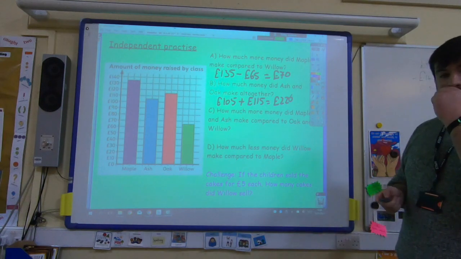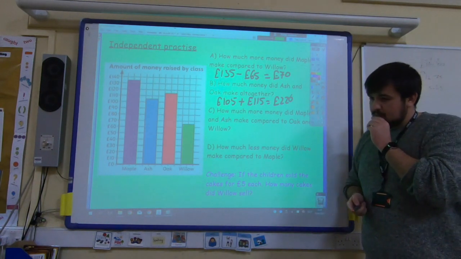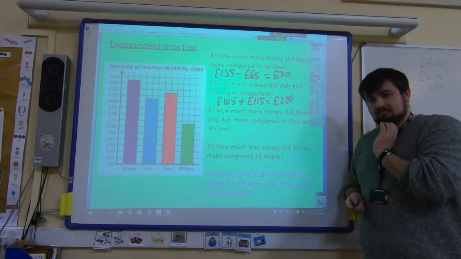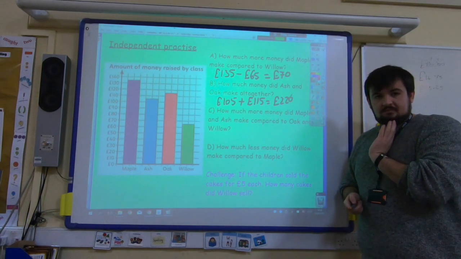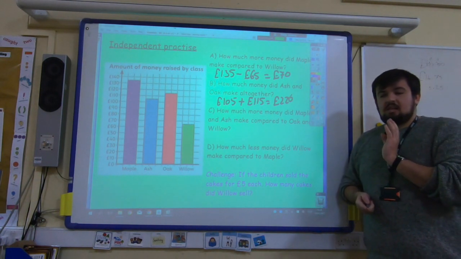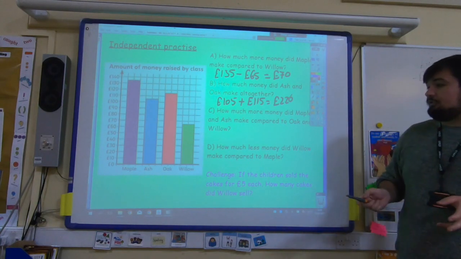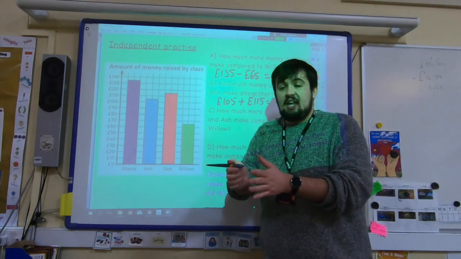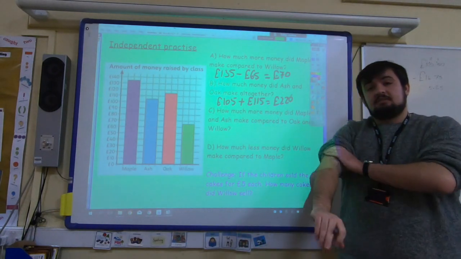Freya? You had to see how much Maple had and Ash, and then add those together. So I have to find out how much Maple had, how much Ash had, and add them together. How much did they have together?